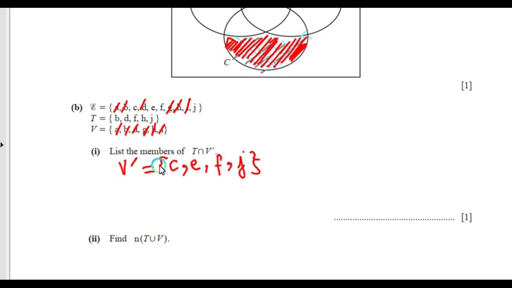So this is V complement and its intersection with T. So T intersection V complement will be the members which are common in V complement and T. So they will be, yeah, only F, right? This is the only common element. So the answer is the set F.